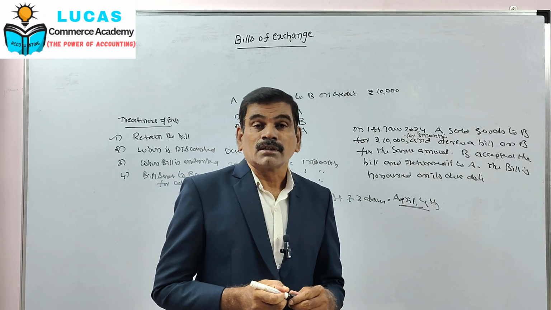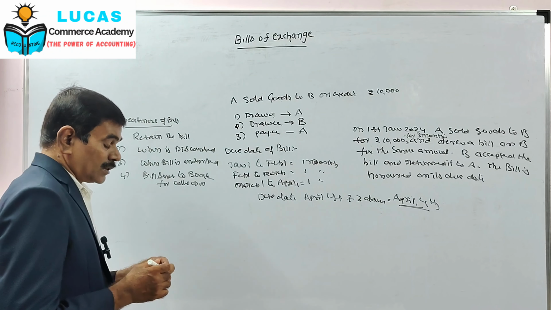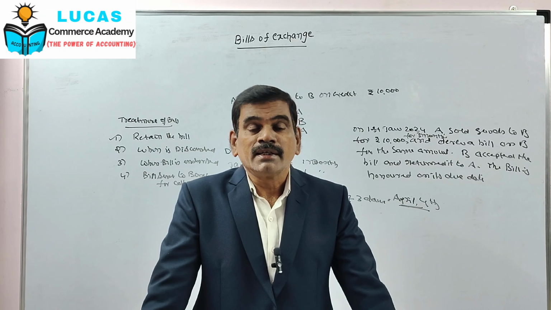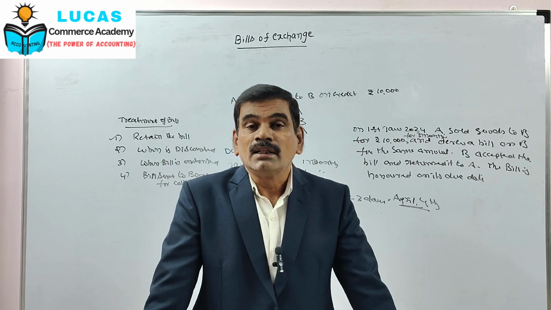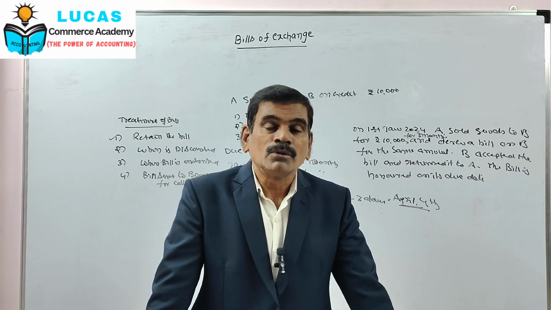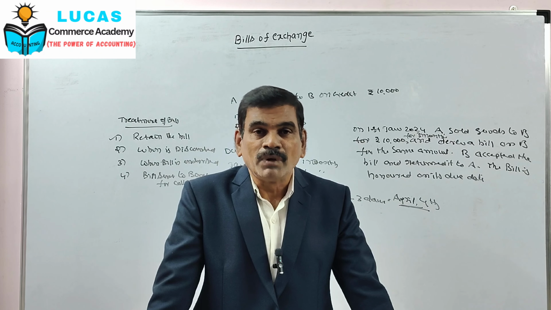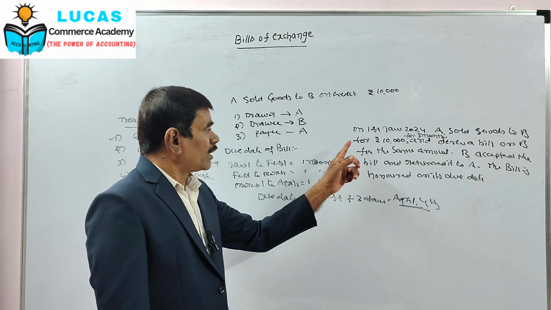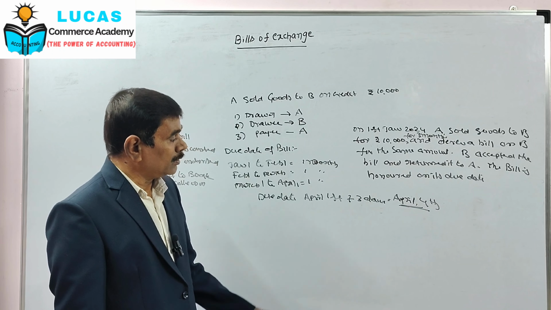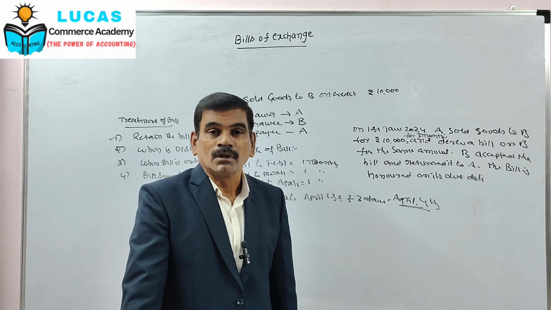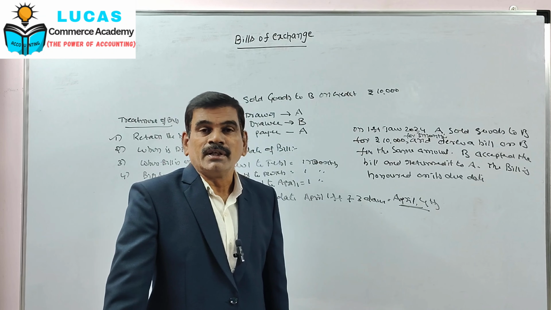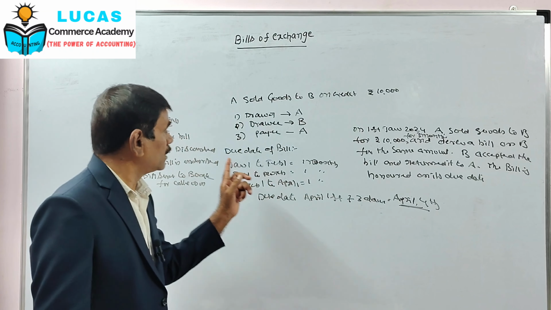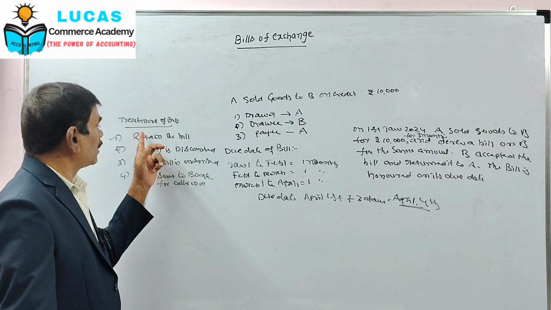So let us discuss one by one. The first one is retains the bill. That means the drawer retains the bill with him till the due date and presents it to the drawee and gets the amount on the bill. That means the drawer retains the bill from 1st January 2024 to April 4th. On this date, the bill is presented to B and he gets the amount from B. So this is the treatment of bill under the first case.